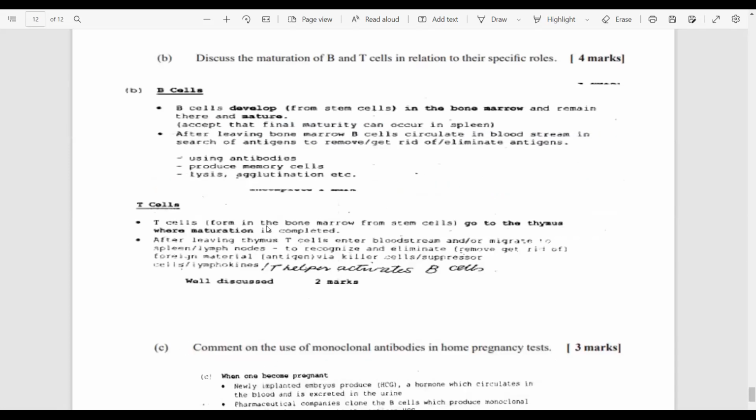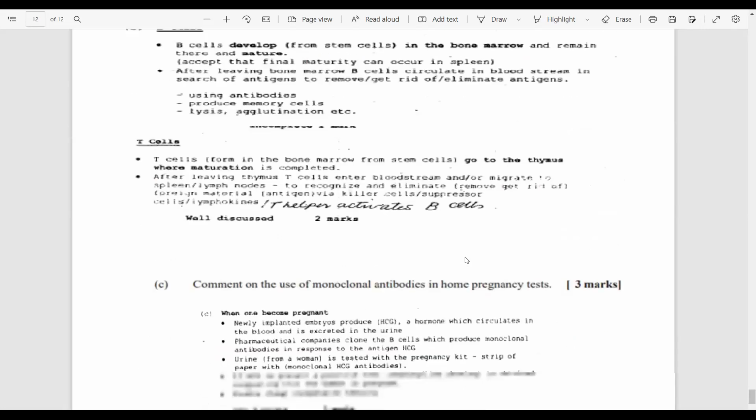T cells, though, even though they're formed in the bone marrow from stem cells, they go to the thymus for maturation. And after leaving the thymus, they enter the bloodstream or migrate into the spleen or lymph nodes to recognize and eliminate foreign materials, especially those that have infected our cells.